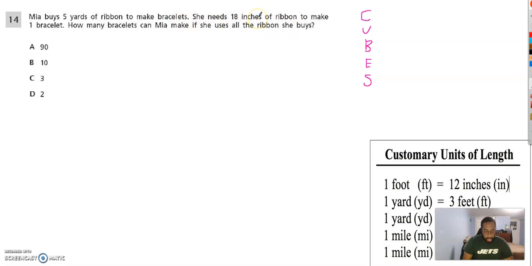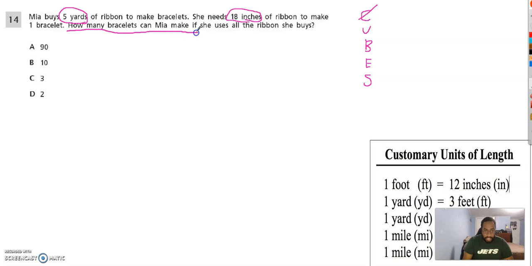So let's see, cubes. Jaden, what are the numbers? 5 yards, 18 inches. All right. Now, Jessica, underline the question.